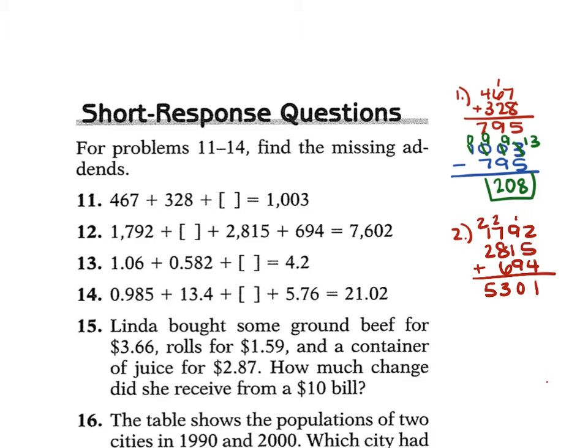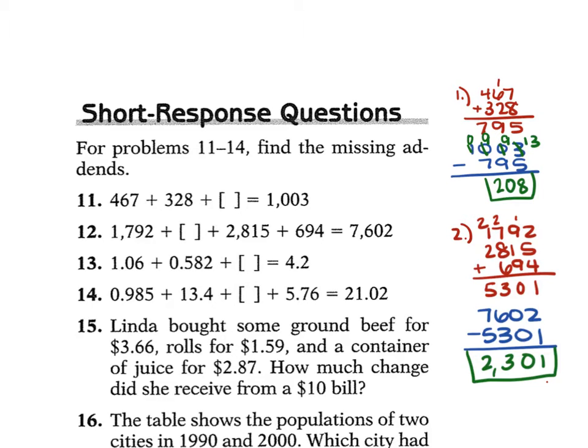So we are then going to take that number and subtract it from the 7602. So we have 7602 minus 5301. The 2 minus 1 is 1. 0 minus 0 is 0. 6 minus 3 is 3. And then 7 minus 5 is 2. So 2,301 is our missing number.